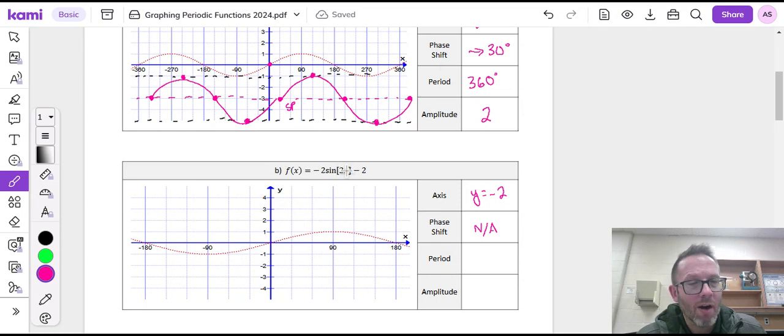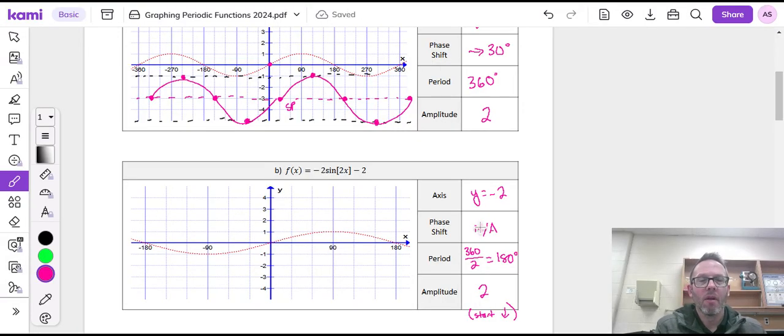In this question, we are multiplying the x by 2. So we know that means the period is going to be shortened to 360 divided by 2, 180 degrees. And the amplitude is going to be 2. But note that because it's negative, I might just add a little note here. We're going to start by going down, and we'll see what that looks like in a second. So all those properties, we should just be able to read right from the equation at this point.